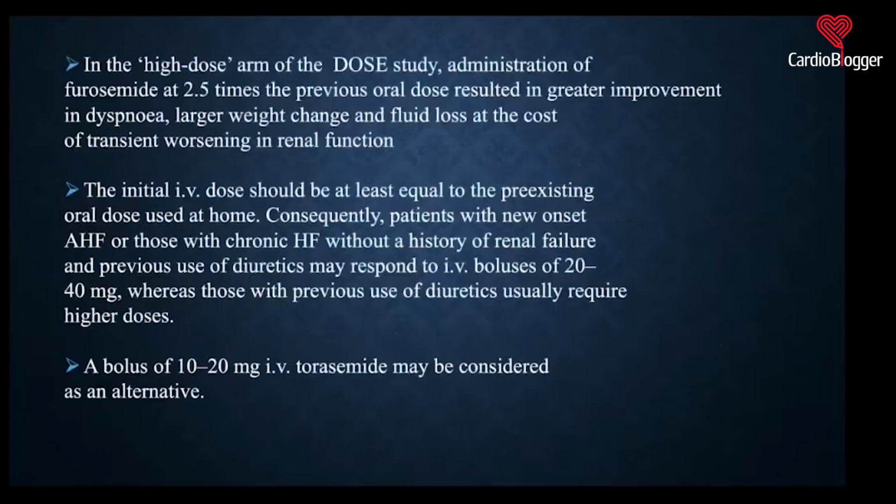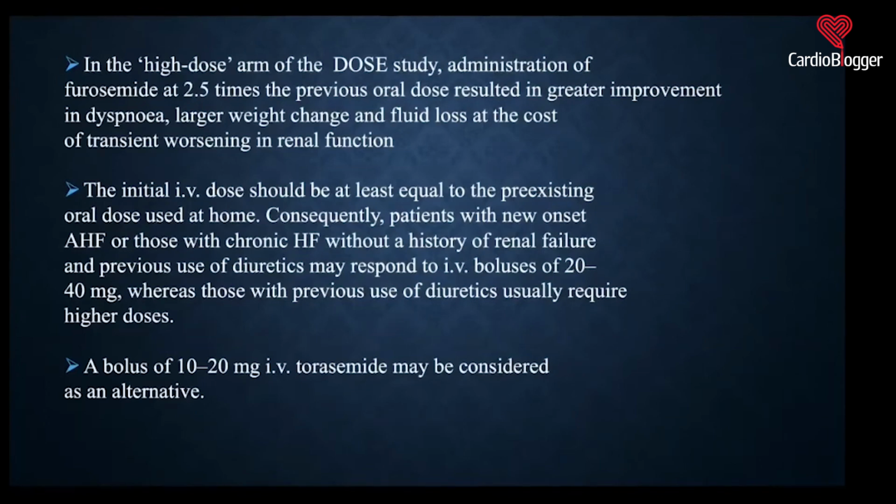Next important is, as I already told you, there is no difference with the high dose arm of the dose study. In the dose study, the high dose arm used 2.5 times the previous oral dose. Many a time, a patient is receiving an oral diuretic of 40 milligram PD, and we try to convert it to 40 into 2.5. That doesn't have much benefit. It just resulted in a greater improvement in dyspnea, weight change and fluid loss.